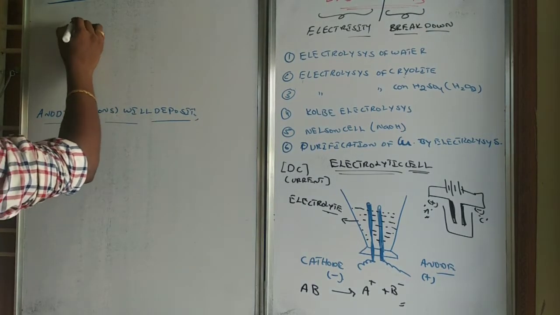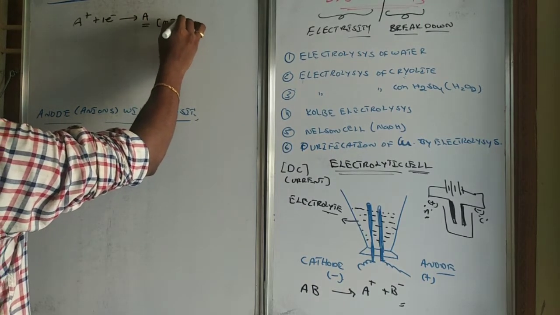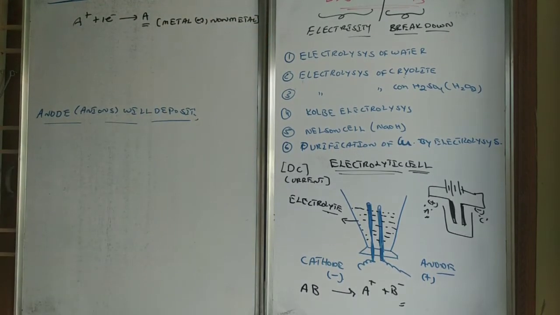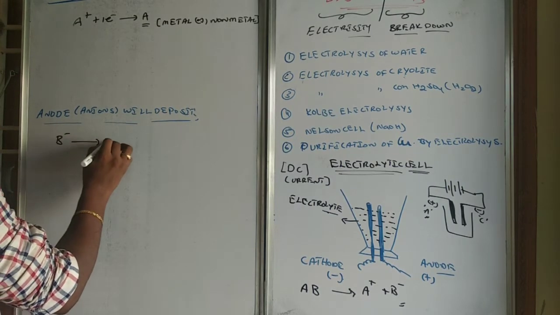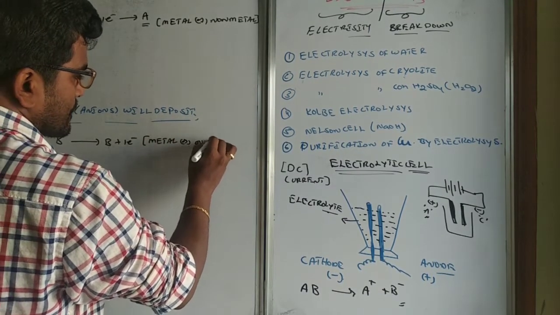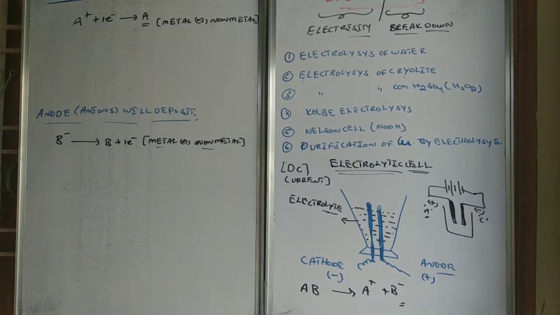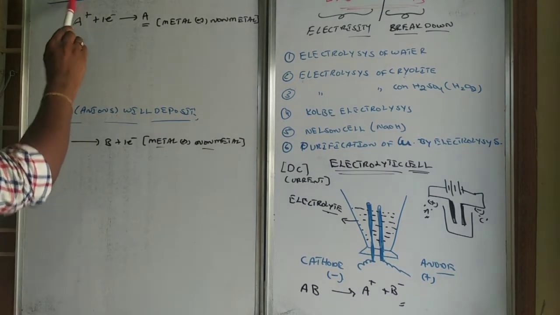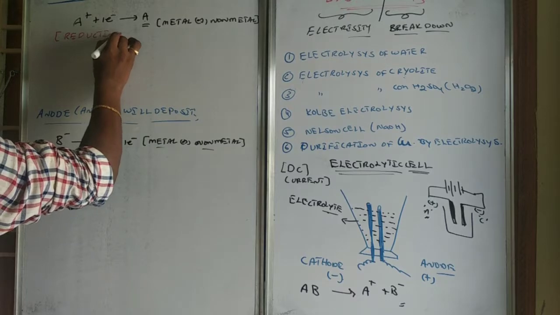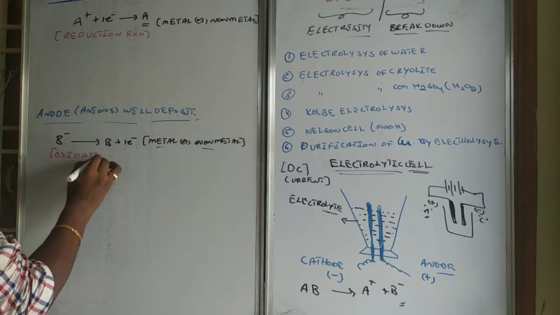At the cathode, the cation A plus takes up an electron and forms a metal or non-metal. It's not always a metal, it can sometimes be a non-metal also. At the anode, B minus comes and forms B by losing one electron, maybe a metal or non-metal, it can be anything. At the cathode, it takes an electron and forms the metal, so this reaction is a reduction reaction. Here it is donating an electron, and hence this is an oxidation reaction.